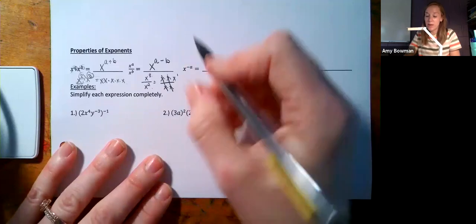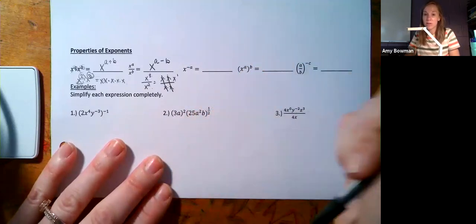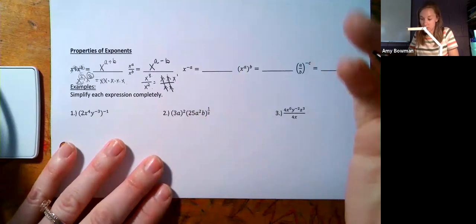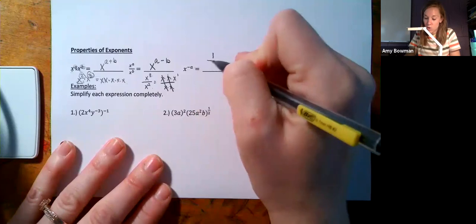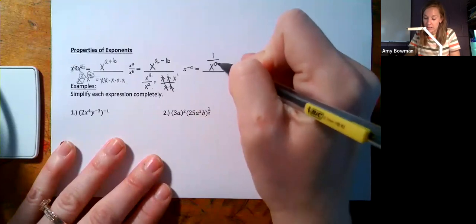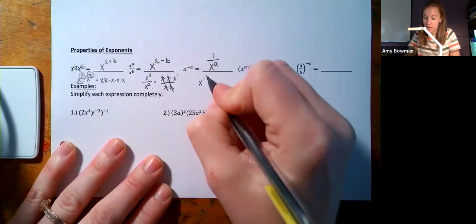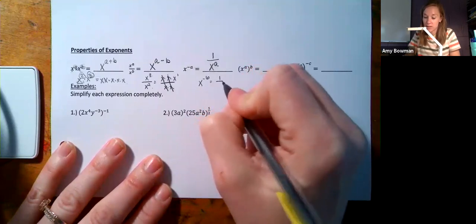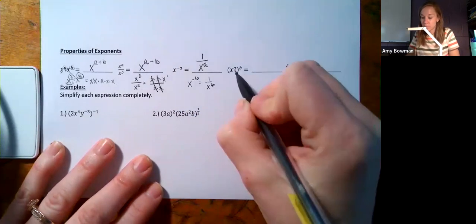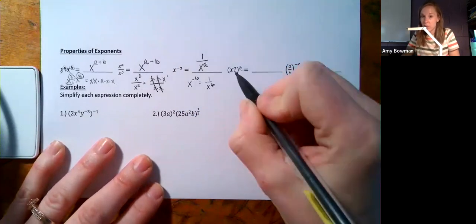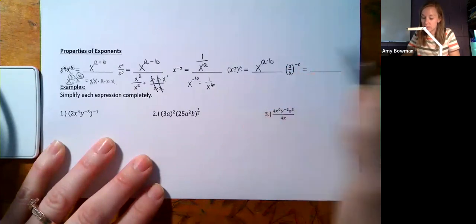A number raised to a negative exponent does not mean the result is negative. In fact, it's not going to be negative. What this is the same as is 1 divided by x to the positive a. So for example, if I have x to the negative 6th, that's the same as 1 over x to the 6th. A power raised to a power would be the same as x to the a times b.